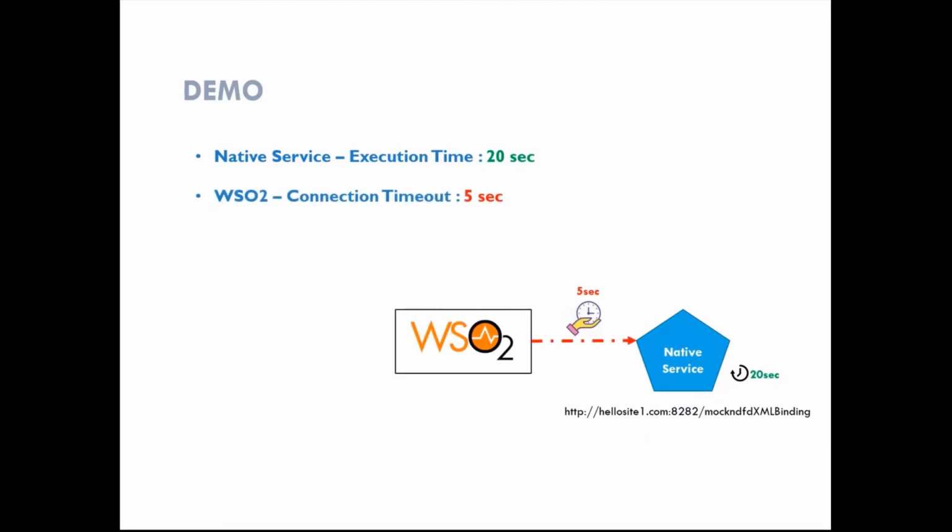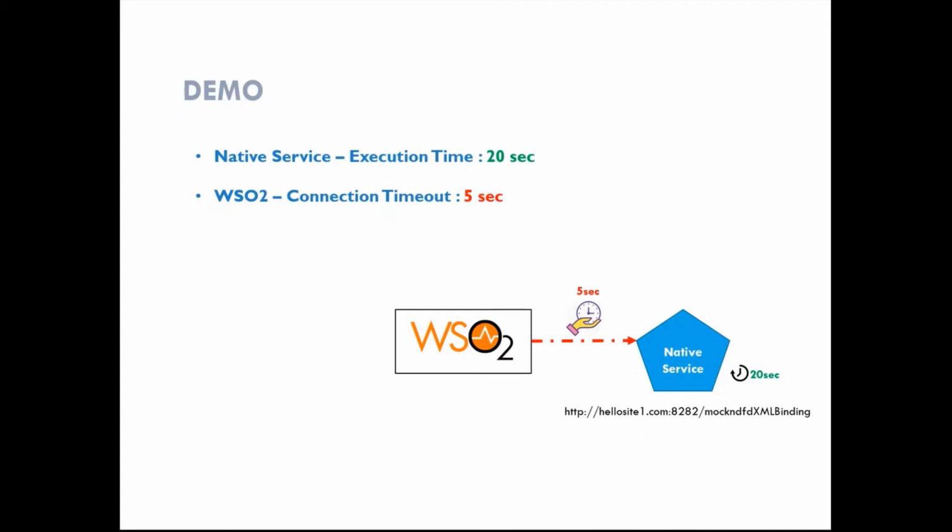Then you have the WSO2 Enterprise Integrator, which has a proxy service that connects to the native service. What a proxy service is and how it works, there are many tutorials. One of my colleagues has a good tutorial setup. I will provide the details to his videos. You can go through them and there are step-by-step instructions on how to start with WSO2 Enterprise Integrator and how to build proxy services. It will be provided at the bottom of the video.